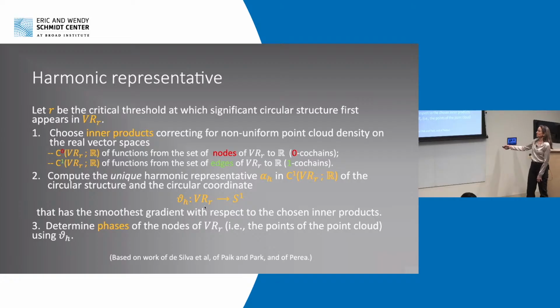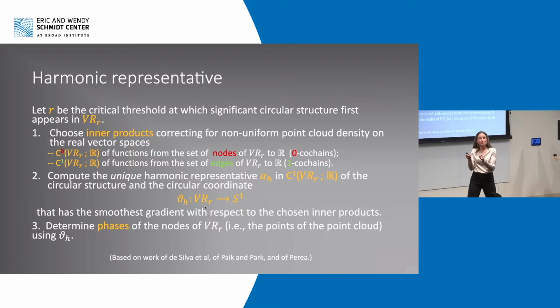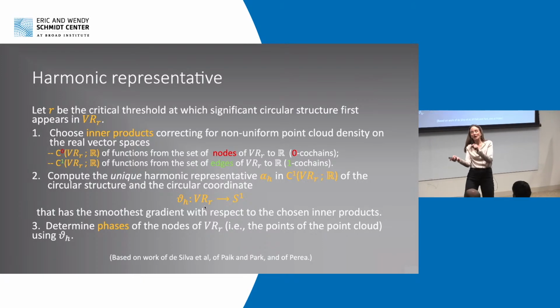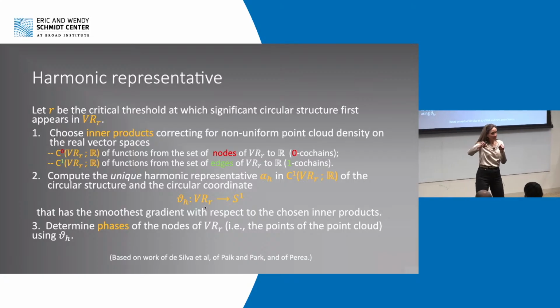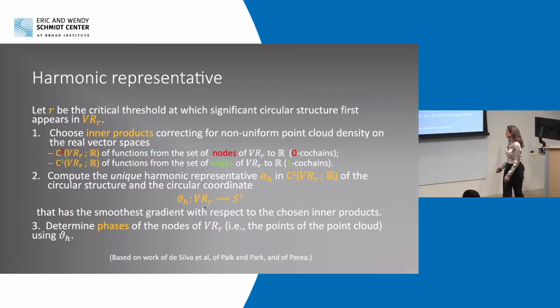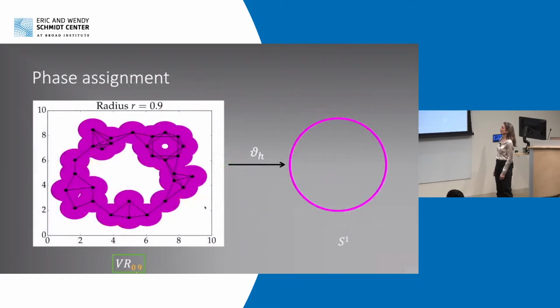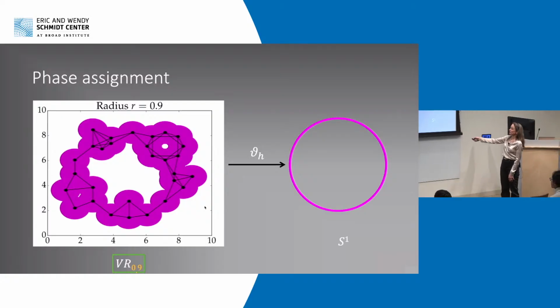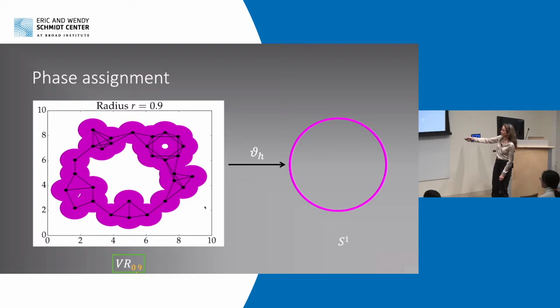And then what you want to do, once you have that, you can determine the phases of the nodes of this complex VR, which correspond to your cells, and can tell you where in the circular process each one of these cells actually was when the single cell assay was done. All right, so how does this work? So we're back in this. Here's our critical threshold, 0.9, where we had this circular structure that appeared. And so now we have our circular coordinate, this map theta h, so it's corresponding to our choice of harmonic representative. It gives us a map from here to here.